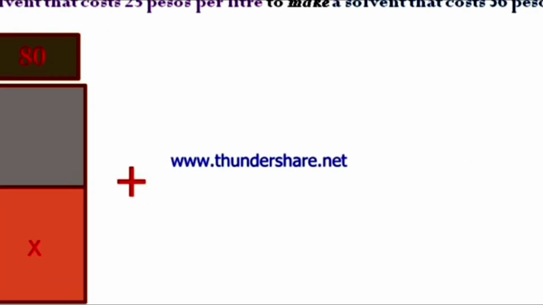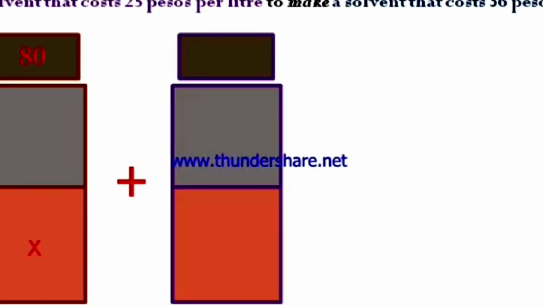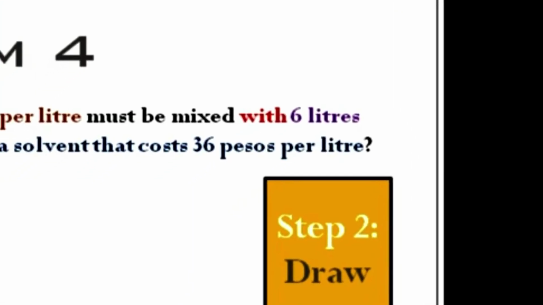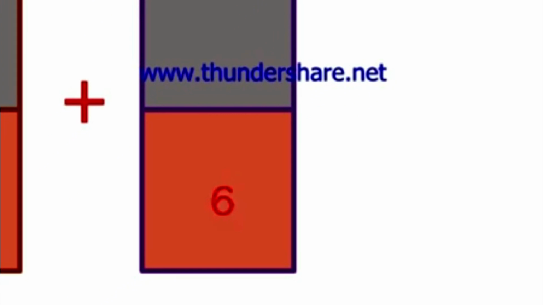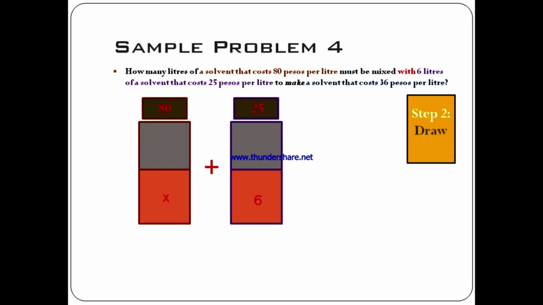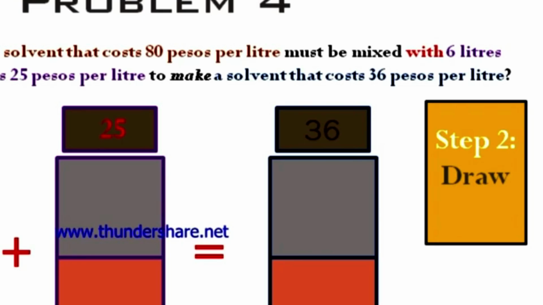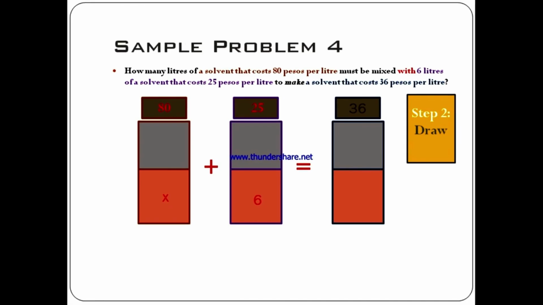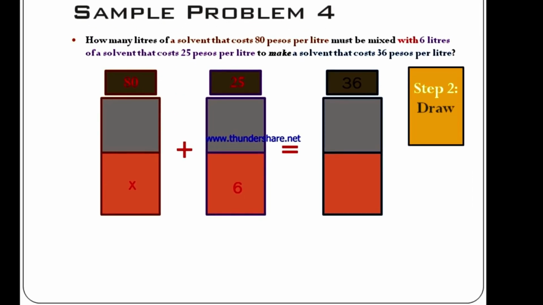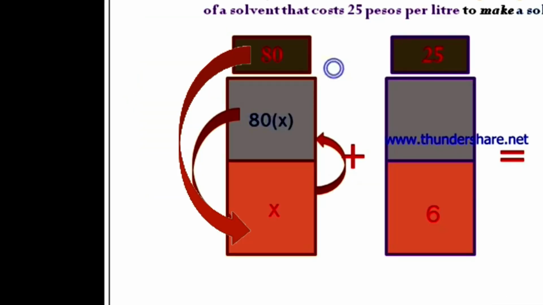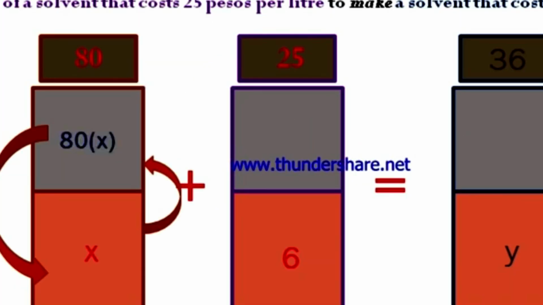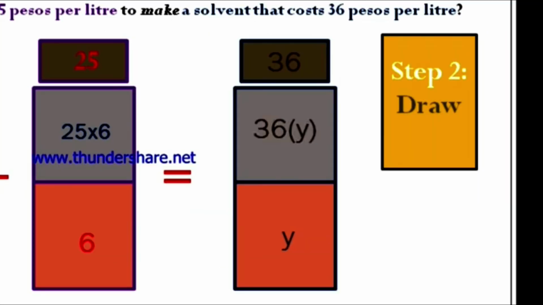Cost 25 pesos per liter, that's our second mixture. 25 pesos at the top. I could see a volume of 6 liters. And then I could see to make, which is an equal sign. 36 pesos, that's also put on the small rectangle over there. Volume is not given, so I put y as a value. That's 80 times x. Then the second one, the same, 25 times 6, and the third, 36 times y.